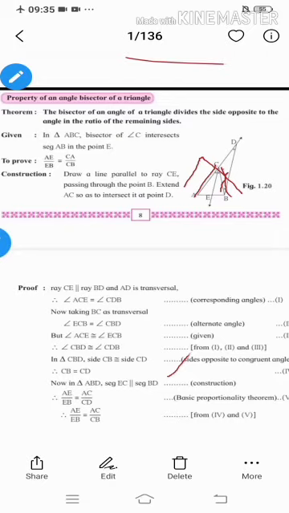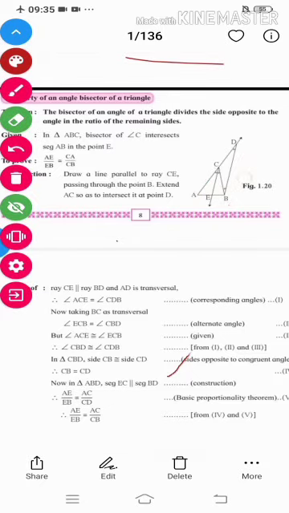So for proving, we draw one construction. What is that construction? Draw a line parallel to ray CE passing through the point B. Extend AC to intersect it at point D. This is parallel to CE, and extend it to the point D. Now we start proving.